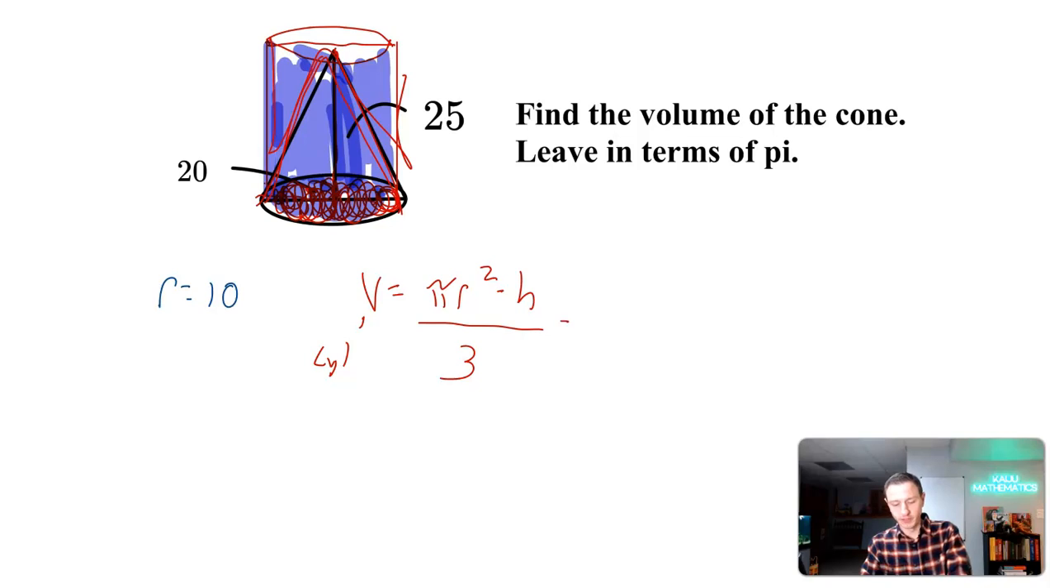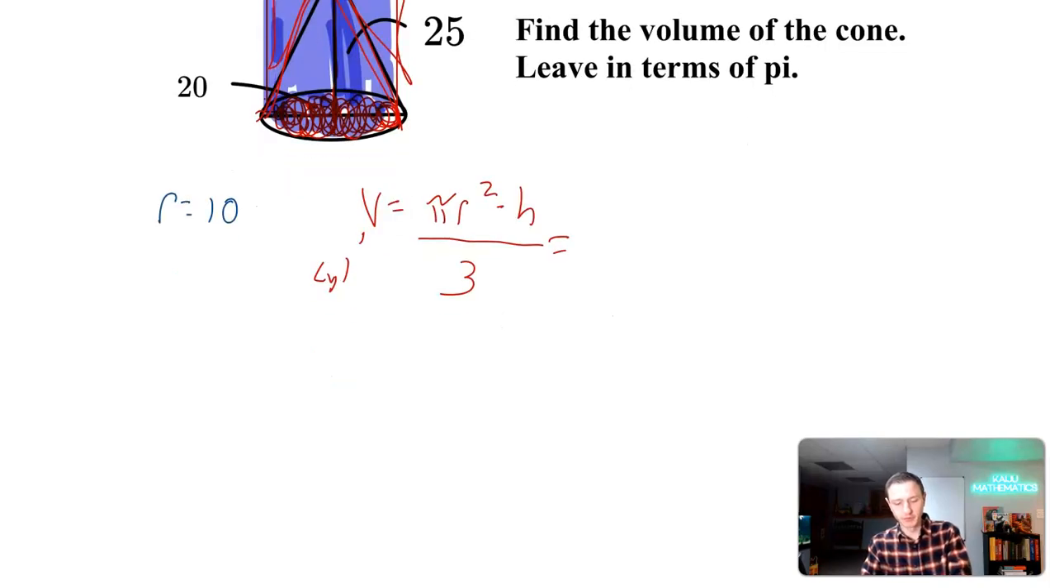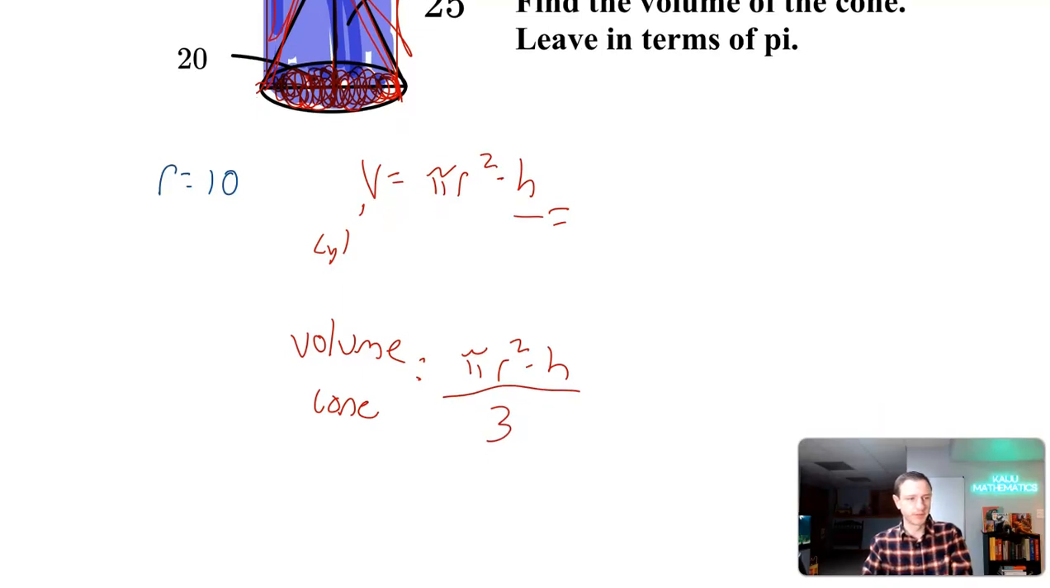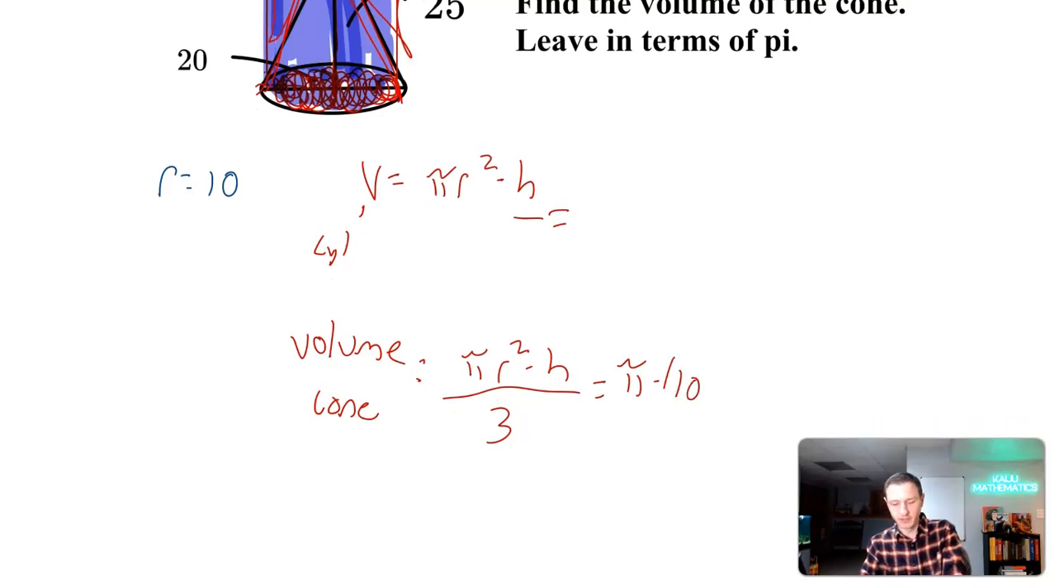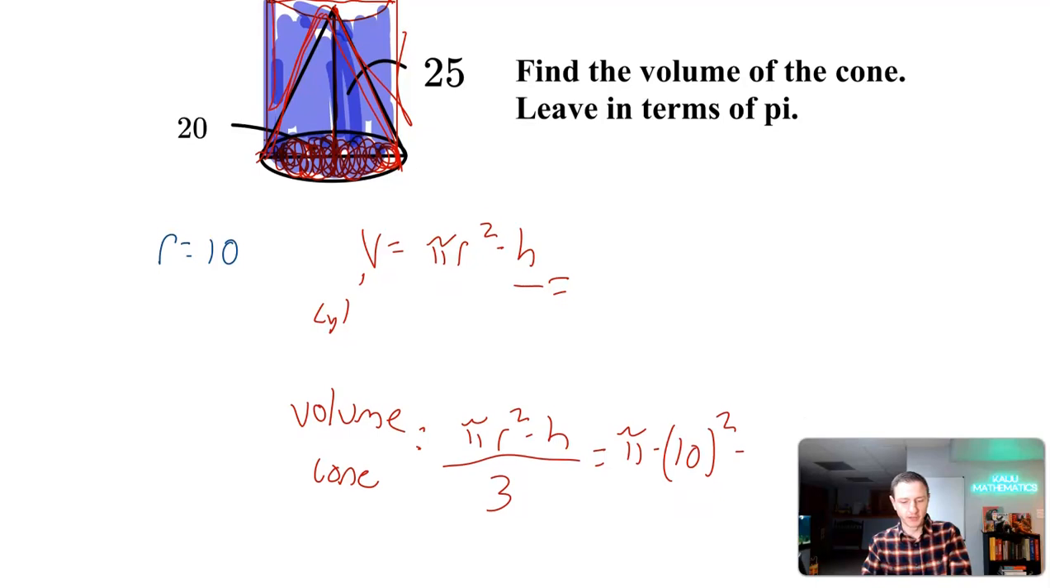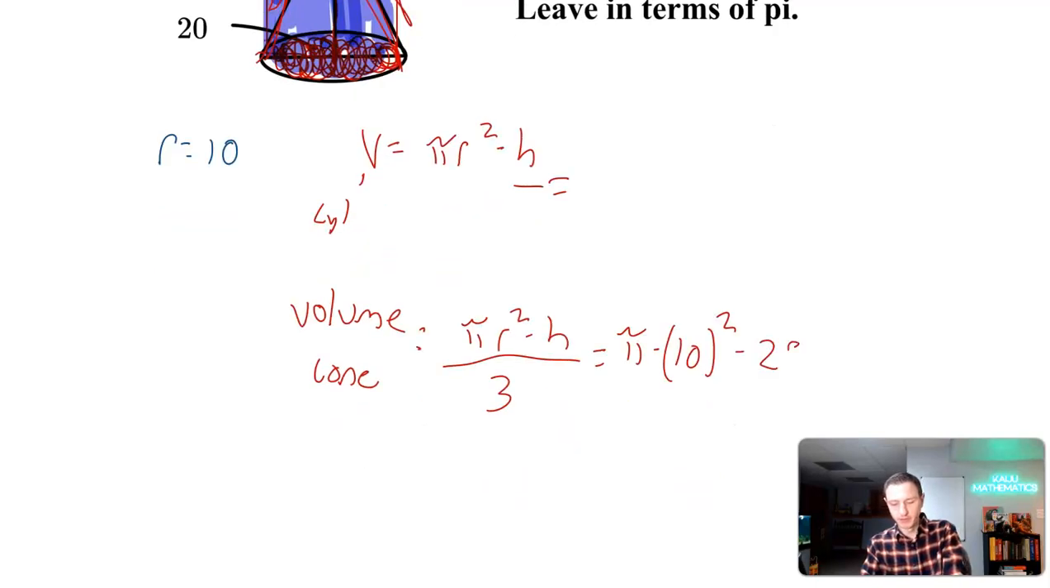So that's all we need to do. Let me rewrite this because that's kind of confusing. The volume of the cylinder is this one. And like I said, the volume of a cone would be the same formula, pi r squared times height, but divide by 3. In our scenario, we have pi times the radius, which is 10, so 10 squared, times the height of the cone, which is 25. Same height as the cylinder.